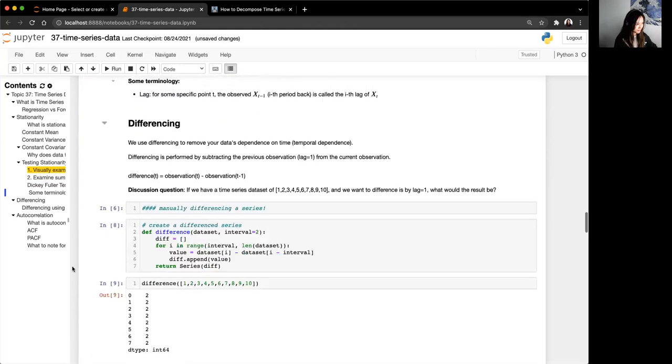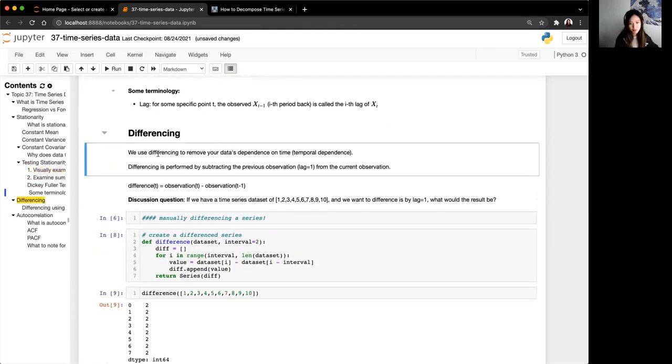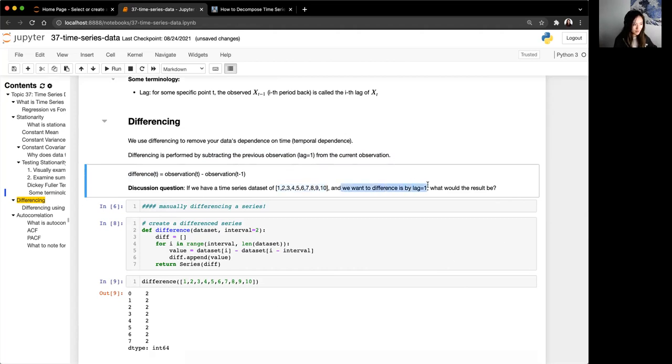I'm going to talk about differencing. Differencing is one of the most popular ways to remove the data's dependence on time. Differencing is basically performed by subtracting the previous observation from the current observation. So basically, the difference at any one point is the observation minus the observation right before it. So if you have a time series data set that is just a straight line up, it goes 1, 2, 3, 4, 5, 6, 7, 8, 9, 10, and we want to difference with a lag of 1, and I'll tell you what this lag is in a little bit, what would this result be?